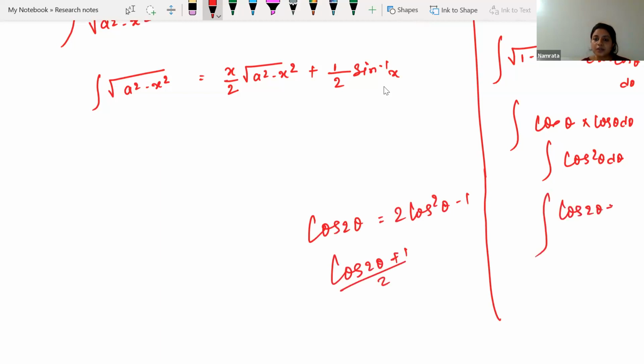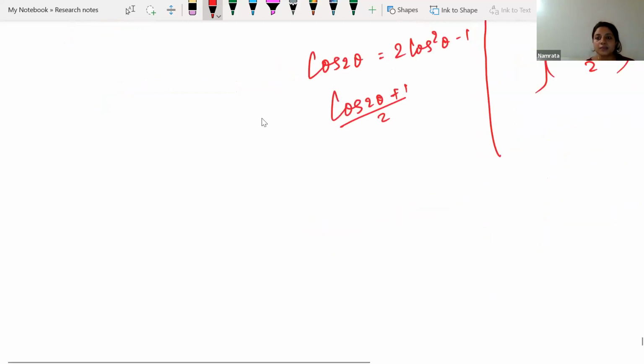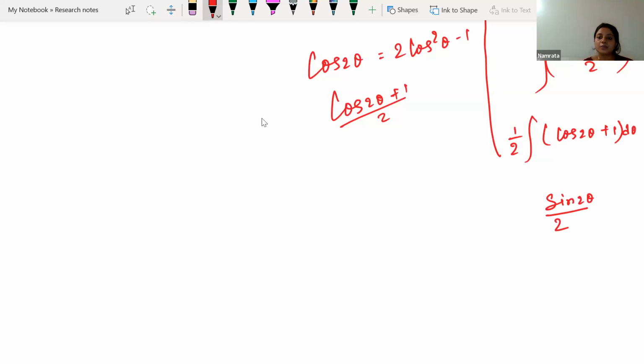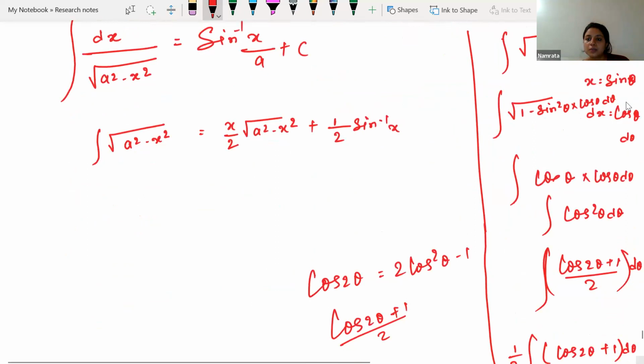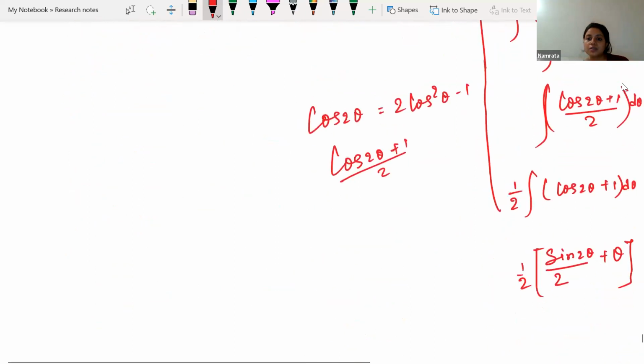Cos 2 theta plus 1 by 2 we are taking over here, and then we can take the integration of 1 by 2 cos 2 theta plus 1 d theta. Cos 2 theta integration will be sine 2 theta divided by 2, and 1 will be only theta. Now if we do back substitution, theta will be sine inverse x.